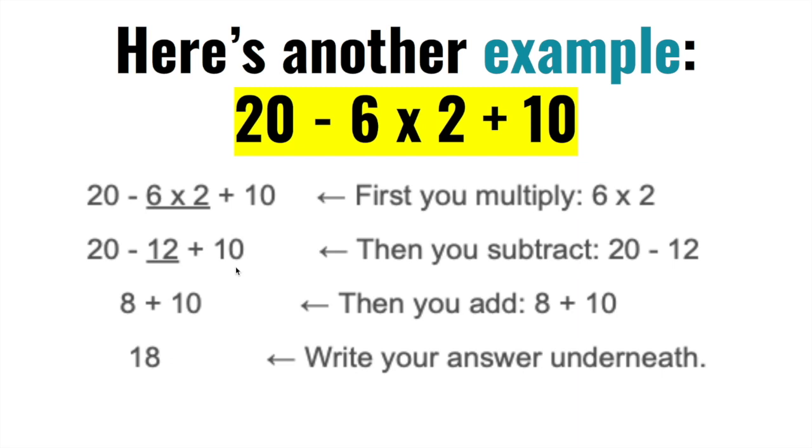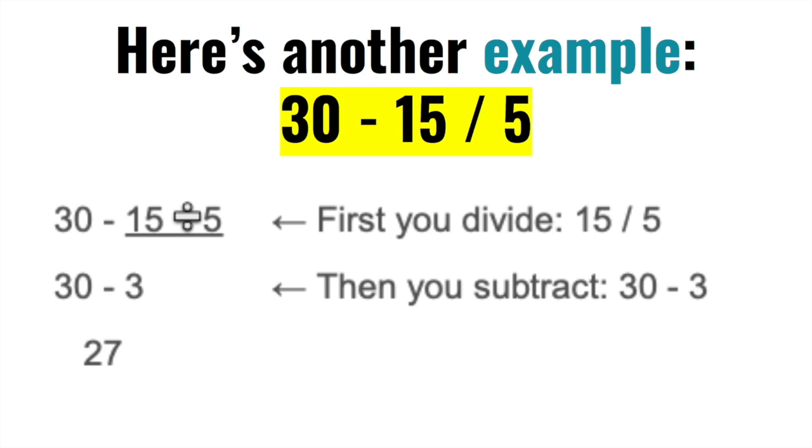So now I said adding and subtracting come together as one step. So even though I say add and subtract, they come together, so whichever one comes first in the equation. So in this case, the subtraction will come before the addition. So we will do 20 minus 12, giving us 8, and we'll bring down our plus 10. Next step is 8 plus 10, which gives us 18. Write your answer underneath.